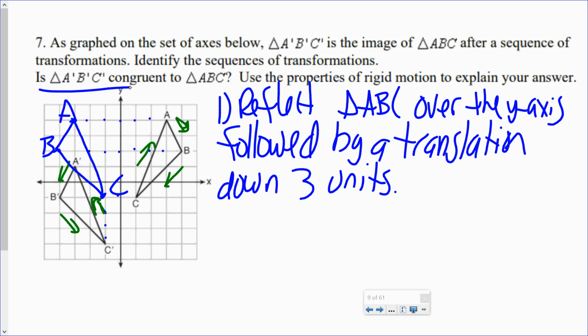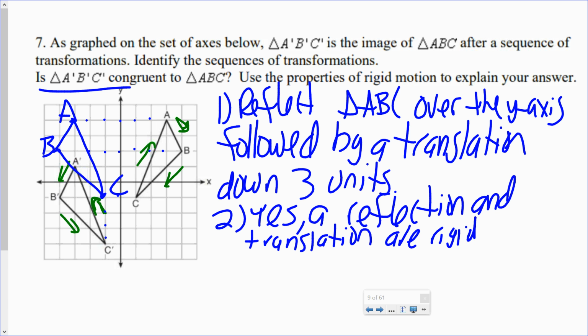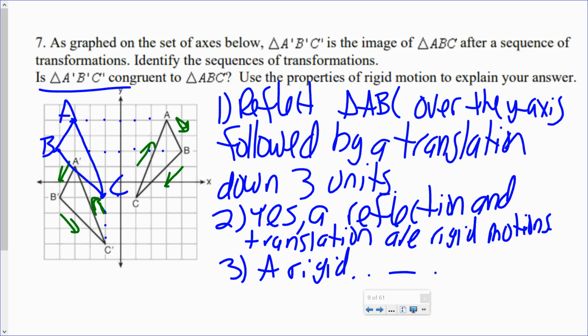Are the triangles congruent? Well, yes. State that it's a rigid motion. A reflection and translation are rigid motions. Tell me what that means. A rigid motion preserves size and angle measure, producing a congruent figure. I'm not writing it again. Just not going to happen. If you want me to, well, that's too bad.